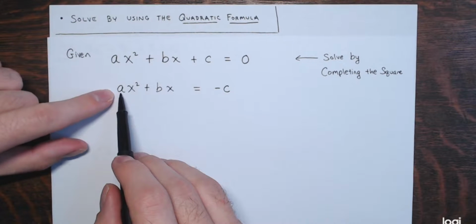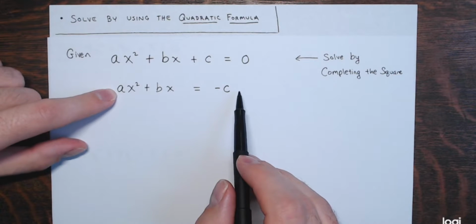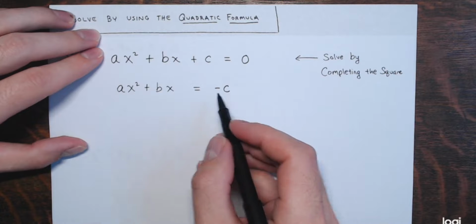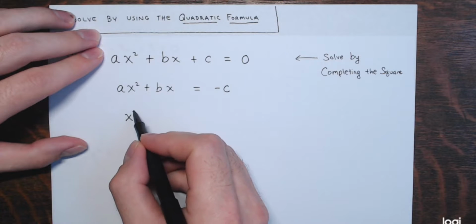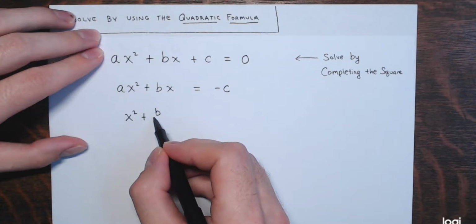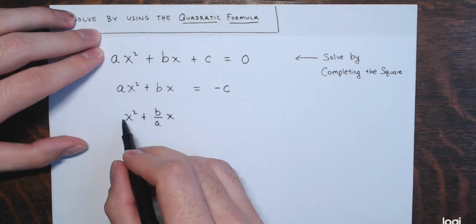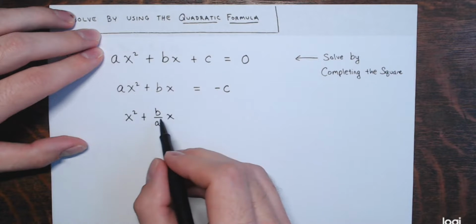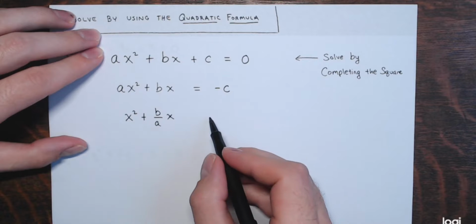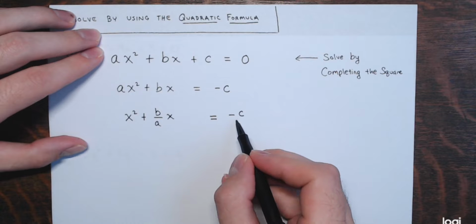As long as a is not 1, I'm in trouble. But it's very easy to change it to 1. Just divide everything by a. So if I divide every term on both sides by a, we'll have x squared plus b over a times x. Now that the coefficient of x squared is 1, I'm going to leave a little space so I can complete the square. Equals negative c over a.